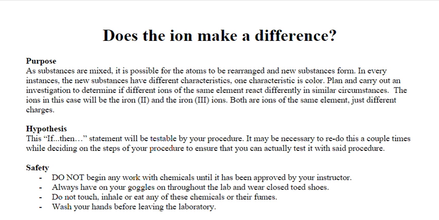All right, so the safety here. This is status quo: don't begin any work with chemicals unless they've been approved by me. I know which chemicals you're going to be using, but I want to make sure that you're not going to start without me knowing that you started. You need to always have your goggles on. If you don't have your goggles on and somebody else is at the bench on the other side doing the lab, I'm going to kick you out of the lab. If labs are going on, you have goggles on.